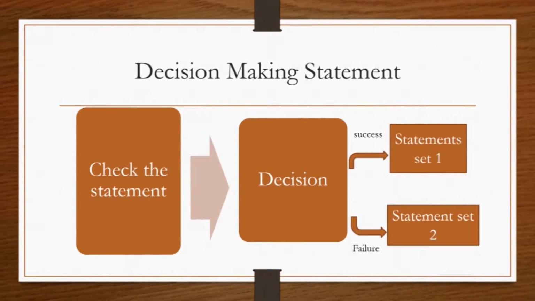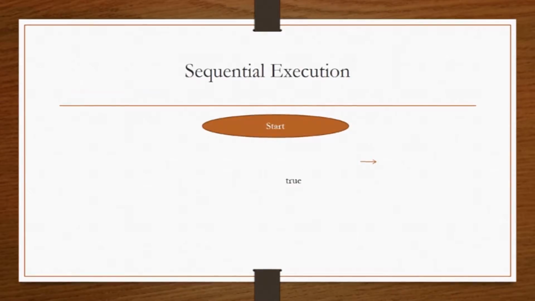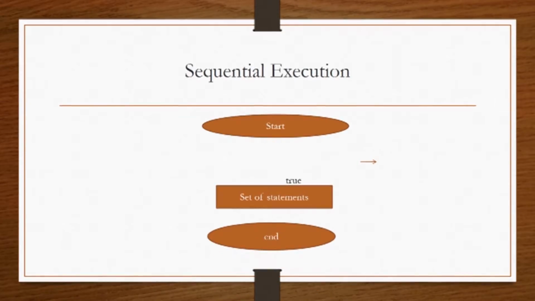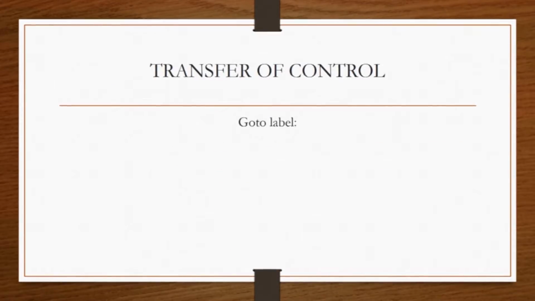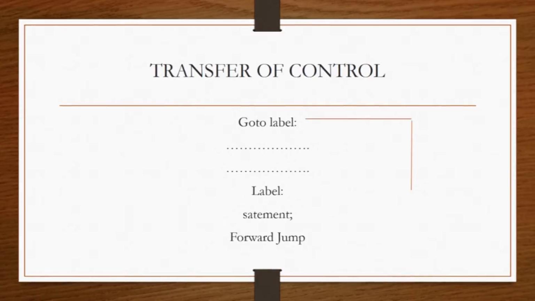The important points to be known related to decision-making statements are: firstly, sequential execution. The statements in the program are executed one after another in a sequential manner. This is called sequential execution. Secondly, transfer of control. The statements such as if, goto, break, continue, switch allow the program to transfer control to different places in a program. This jumping of control is called transfer of control.